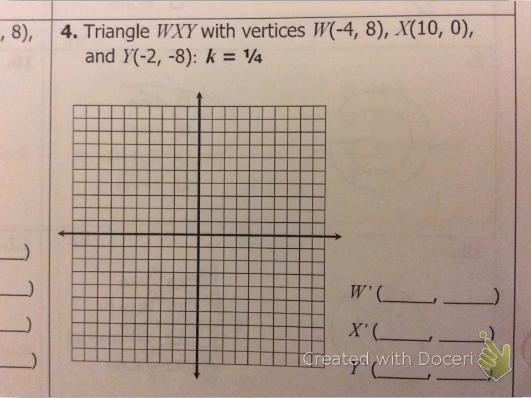But let's look at this next one. So we have triangle WXY with vertices -4, 8, 10, 0, and -2, -8. So let's reduce that by a scale of 1 over 4. So we're going to just multiply.